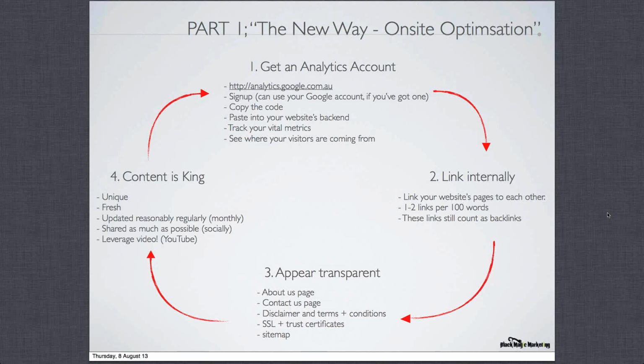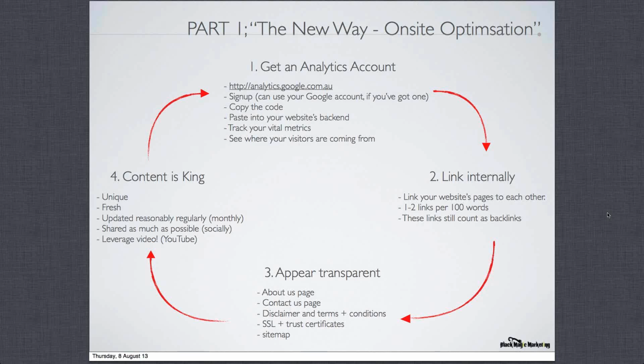Number 3, appear transparent. So have an About Us page, a Contact Us page. If it's applicable, have a disclaimer in terms and conditions. Have trust certificates and a sitemap. These things not only make you appear legitimate to Google, but it also builds trust with your traffic, with the humans that are visiting your website. So it's a two-pronged benefit.